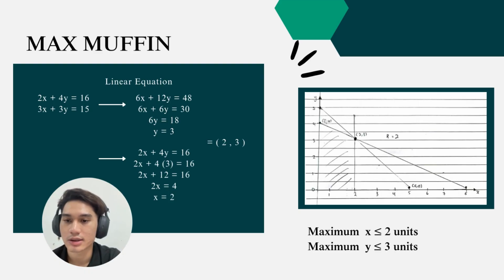So the next calculation is 2x plus 4y equals 16, 2x plus 4 in brackets 3 equals 16, 2x plus 12 equals 16, 2x equals 4, and the last answer is x equals 2. So we get 2 as x and 3 as y. So we have already found the maximum: x is 2, then maximum y is 3 units.